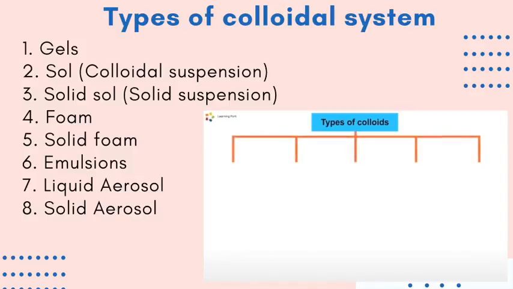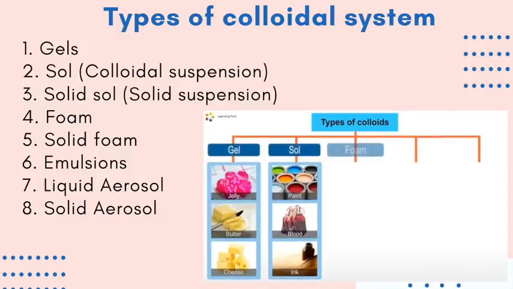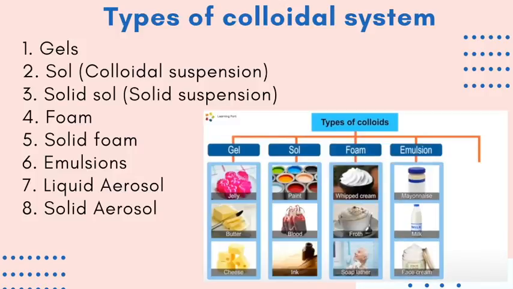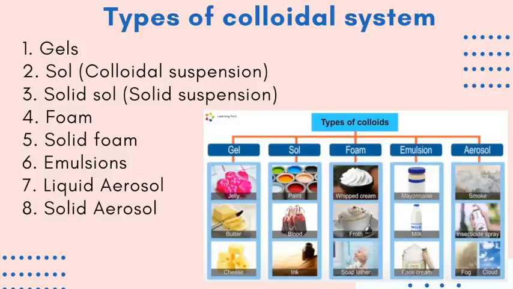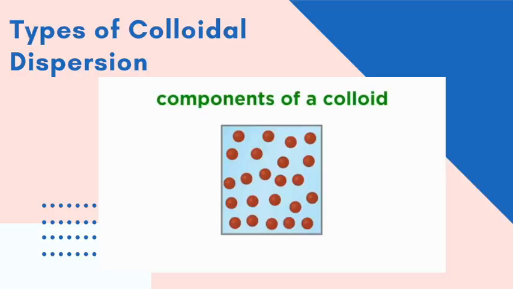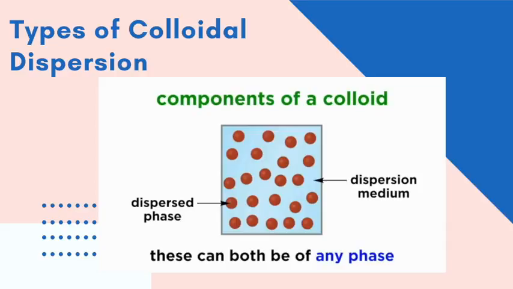This includes gel, sol, foam, emulsion, and aerosol. Earlier, we have discussed that colloids contain a dispersed phase, which is the particulate components, and a dispersion medium, which is the substance that the particles are dispersed in. The dispersed phase and dispersion medium can each be of any different phase.